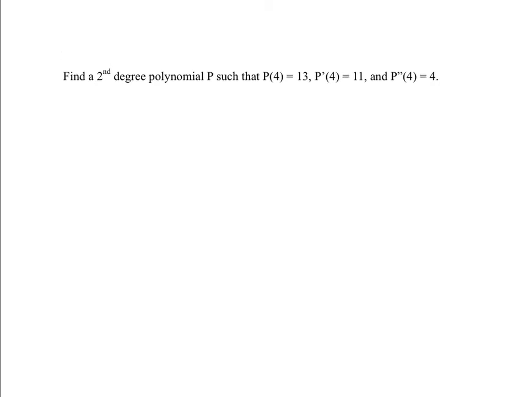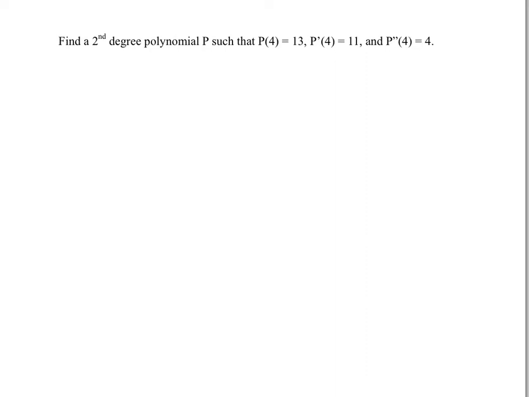Let's first identify what our function would be in terms of p of x. If it's a second degree polynomial, we know that means we'll need a x squared, some value a, some value b with the x, and a constant, the general form of a second degree polynomial.